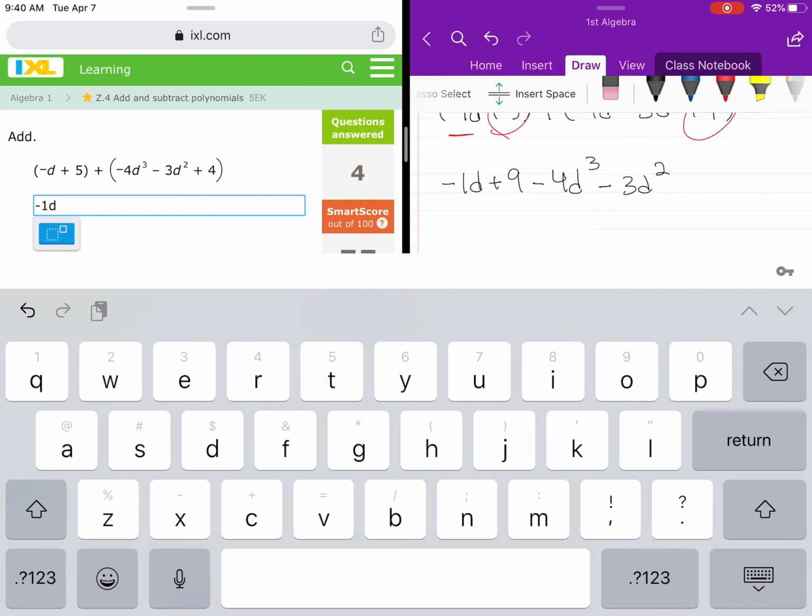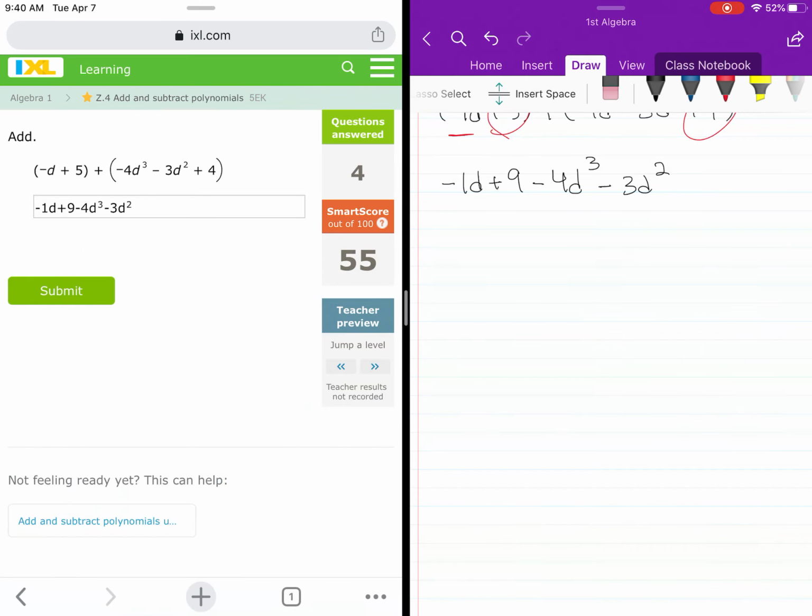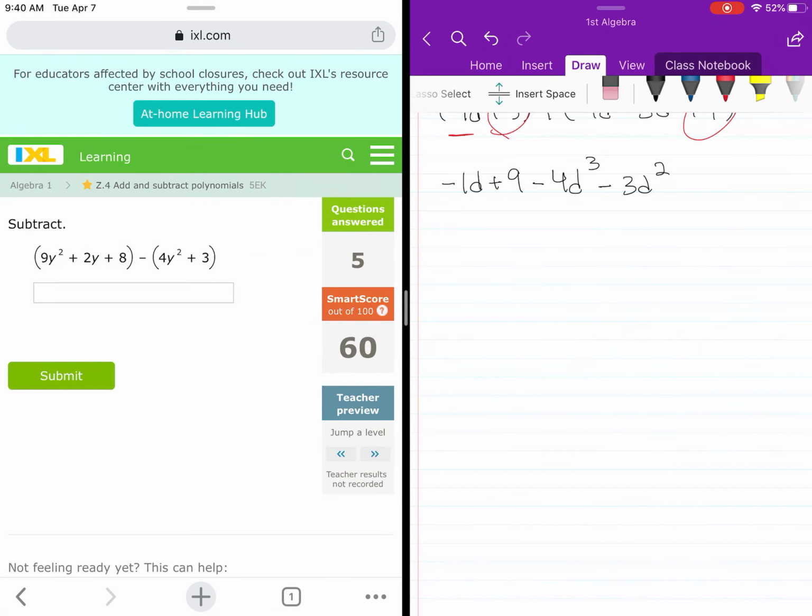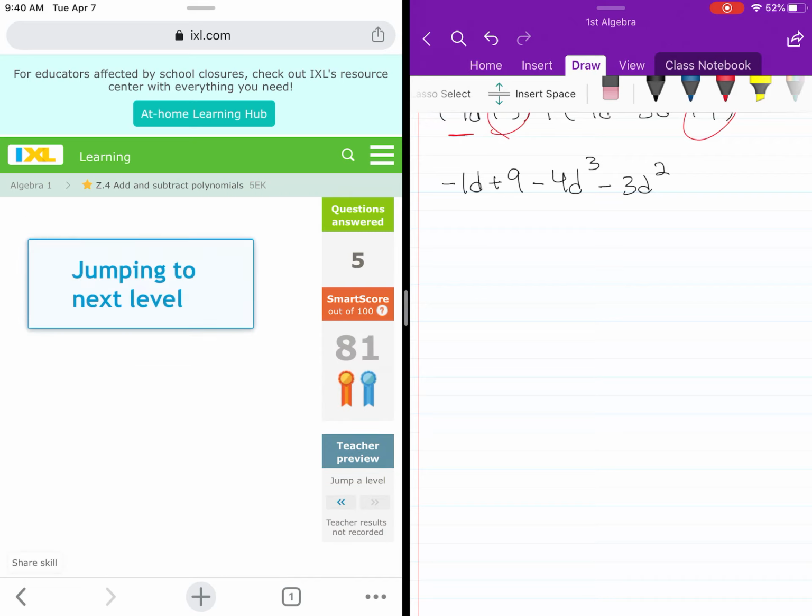So I'm going to go ahead and type that into my IXL. Negative 1d plus 9 minus 4d exponent 3. Make sure you click to move it down. Minus 3d exponent 2. Double check everything's typed in correct. It is. We can submit. All right, and you're going to keep doing the same thing. So I'm going to jump up a level again.